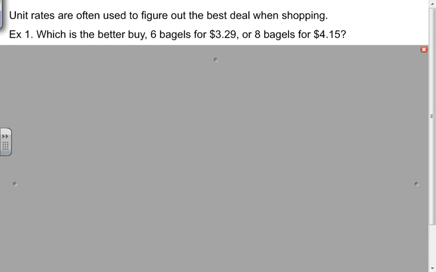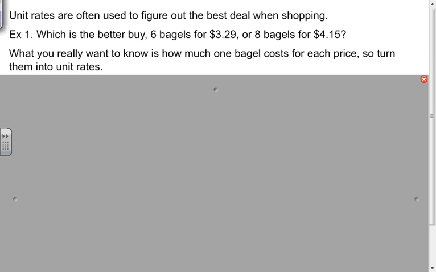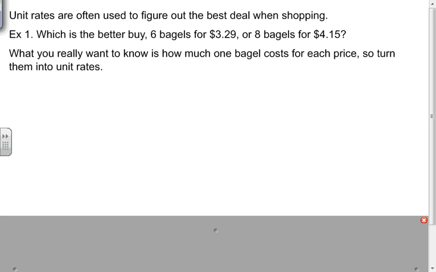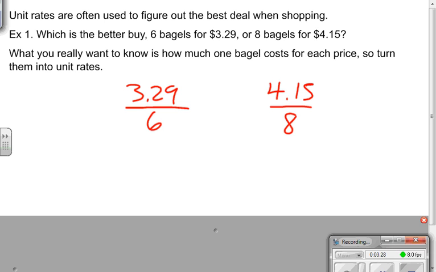It says, which is the better buy? 6 bagels for $3.29 or 8 bagels for $4.15. What you're really trying to figure out, what you're trying to know, is how much one bagel costs for each of those two prices. So you're going to turn them into unit rates. You want to know how much one bagel costs. So you're going to do $3.29 for 6 bagels. You're going to do $4.15 for 8 bagels. And you're going to take those two and you're going to simplify the fractions so that there's going to be a 1 on the bottom.